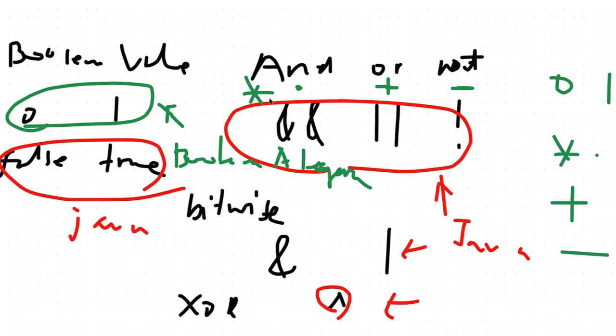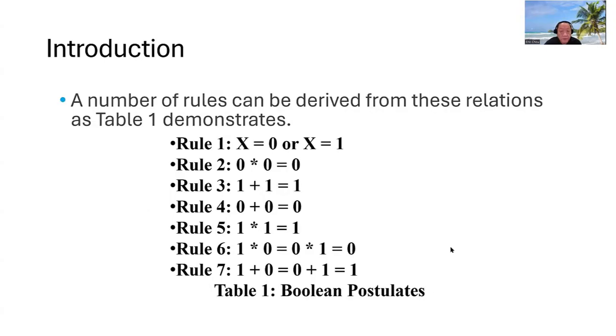So Boolean algebra's main purpose is to study the theorems. A theorem is something that is always true when we explore Boolean algebra's computational structures. Okay, so these are the most important rules. We call them the basic 7 Boolean postulates.